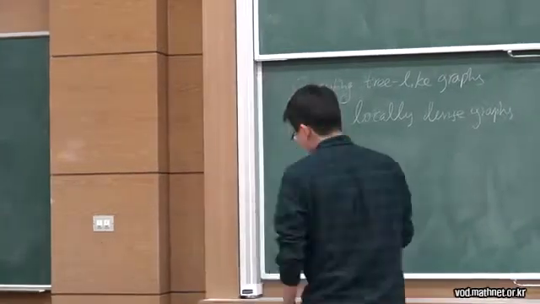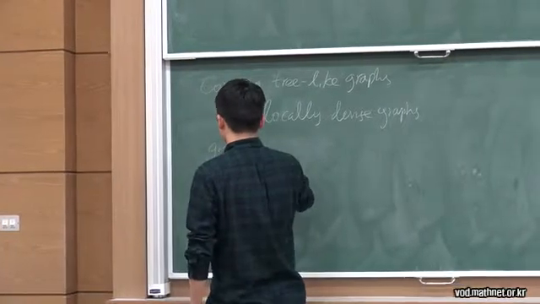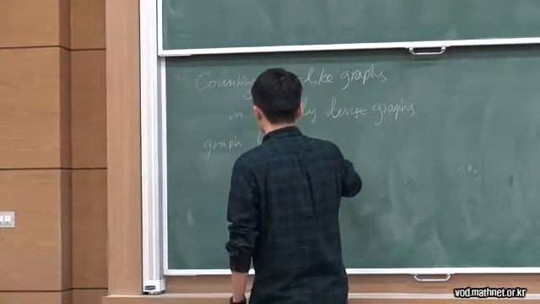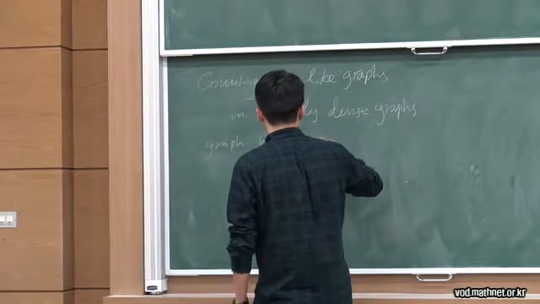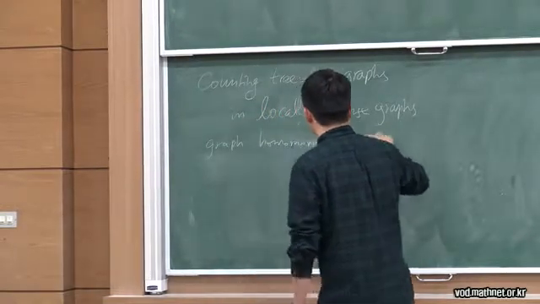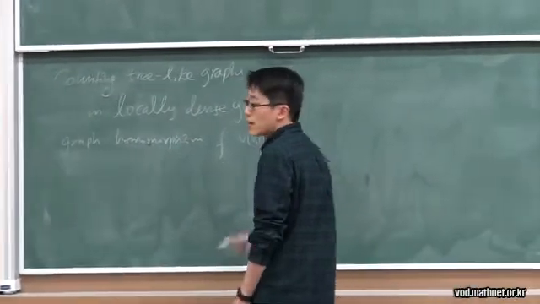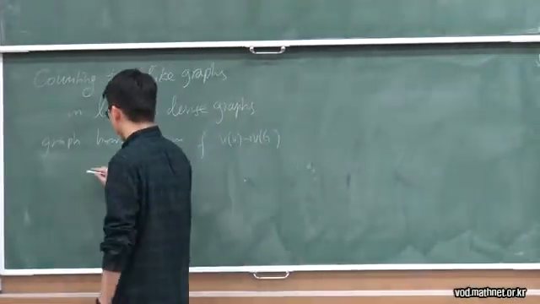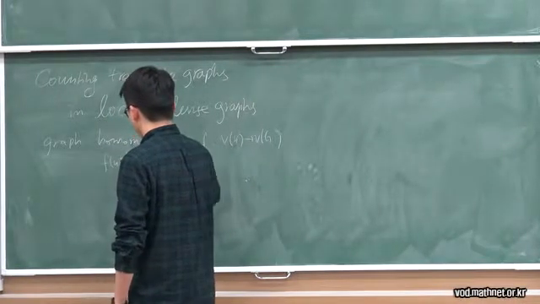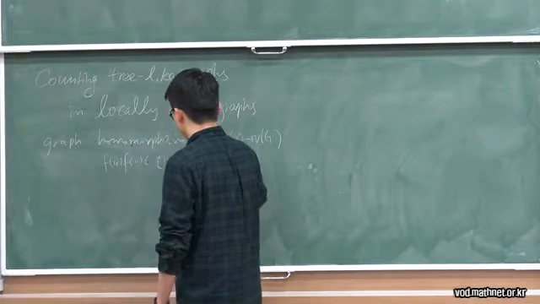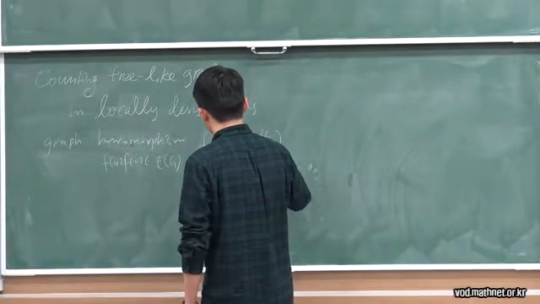So let me start with basic definitions. A graph homomorphism, probably you would all know, is a vertex map between two graphs that preserves adjacency. So whenever uv is an edge, f(u)f(v) is an edge.